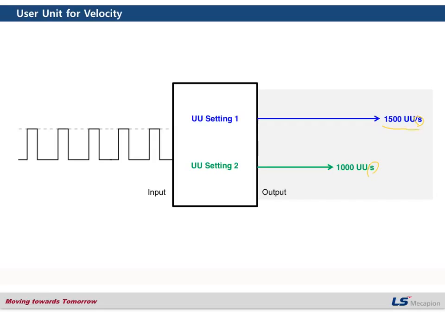This value is the output by setting 1. However, 1000, this value, is the output by setting 2. But they have the same input. The only difference is the user unit setting value. And this value depends on the user preference for the system. And this is the very simple meaning of user unit.